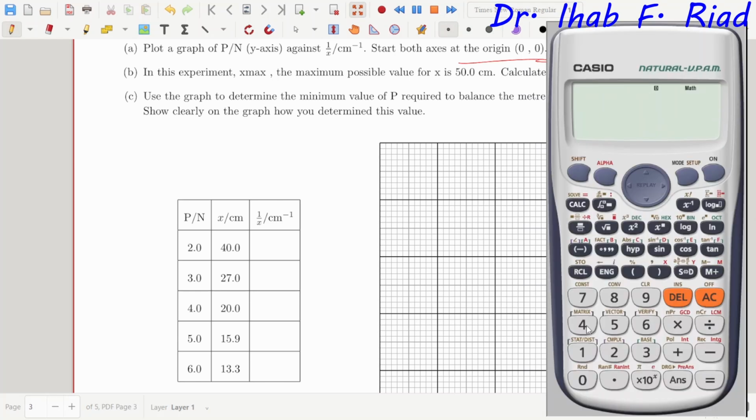So it is 1 over 40, which is 0.025. And now we have 3 significant figures over here, so we need to keep 3 significant figures. How many significant figures do we have? 1, 2, and we have 3. So we add an extra 0.